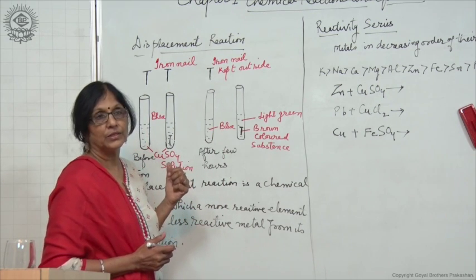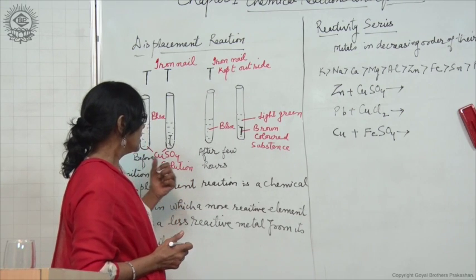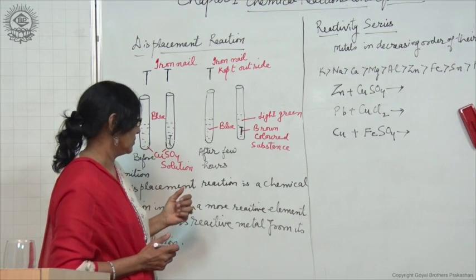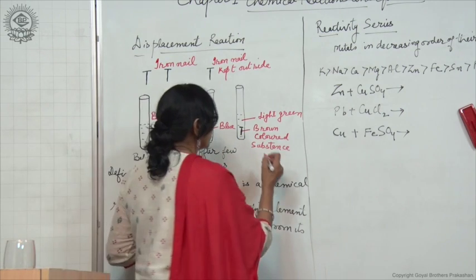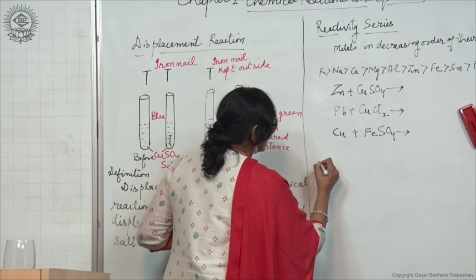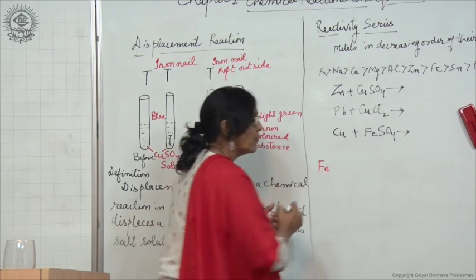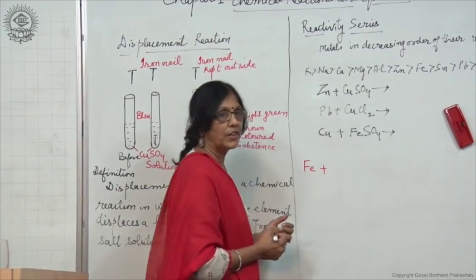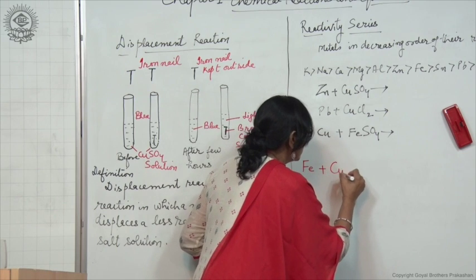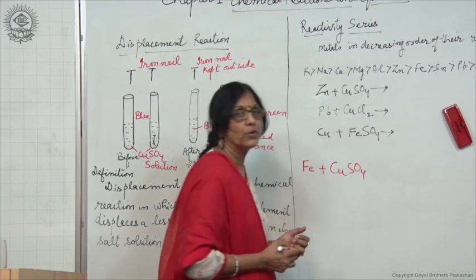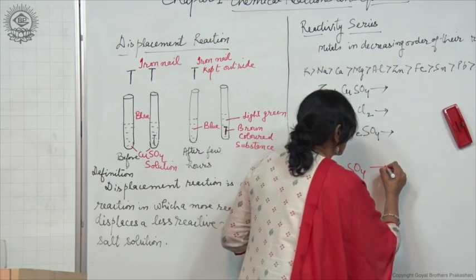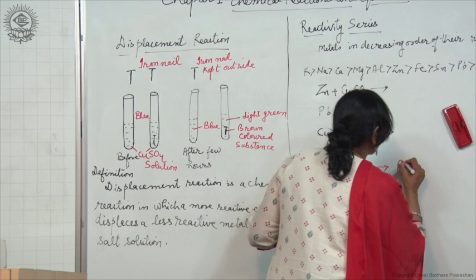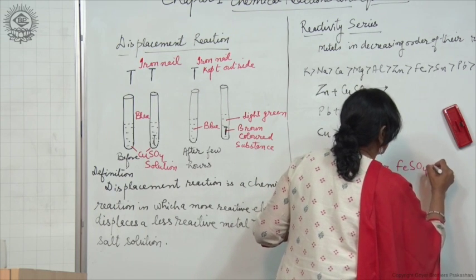Now, what has happened? A chemical reaction has occurred. Copper sulphate solution has reacted with the iron nail. Now, if we write the chemical equation, we have taken the iron nail, the formula of iron is Fe, and the copper sulphate solution, the formula of copper sulphate, I think you know, is CuSO4. Iron has replaced copper and it has formed ferrous sulphate and copper.